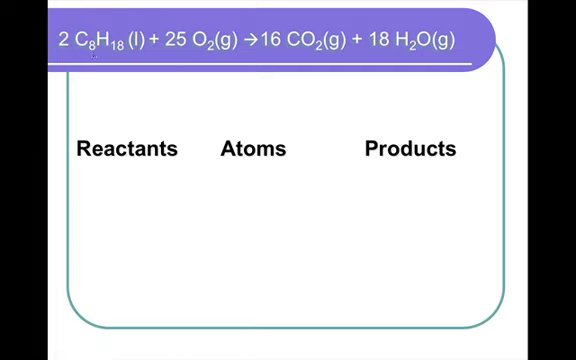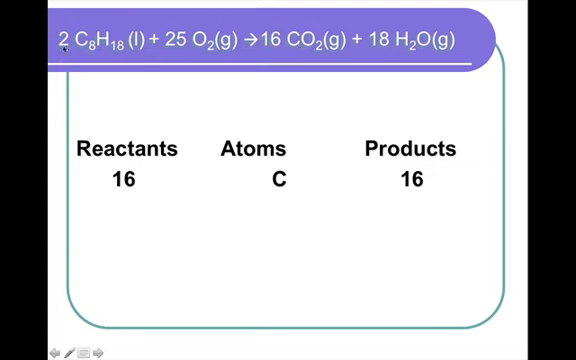So for example, I would do carbon first on this one. So I have 2 times 8, 16 carbons on the left side of the arrow. And on the right side of the arrow, I have 16 here, and there's a 1 understood here, so that's 16 also. The 2 does not apply to the carbon. The 2 only goes to the oxygen. So that's 16 and 16.